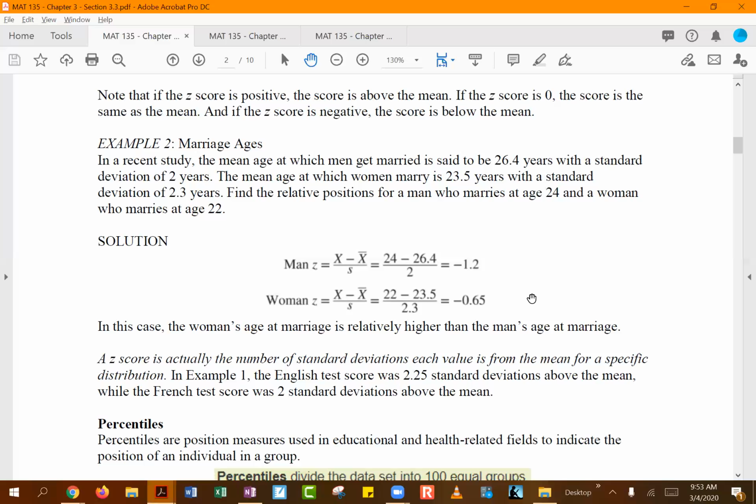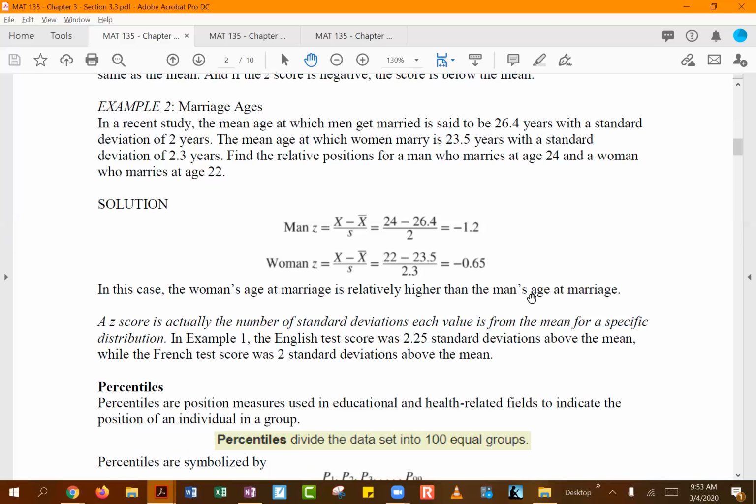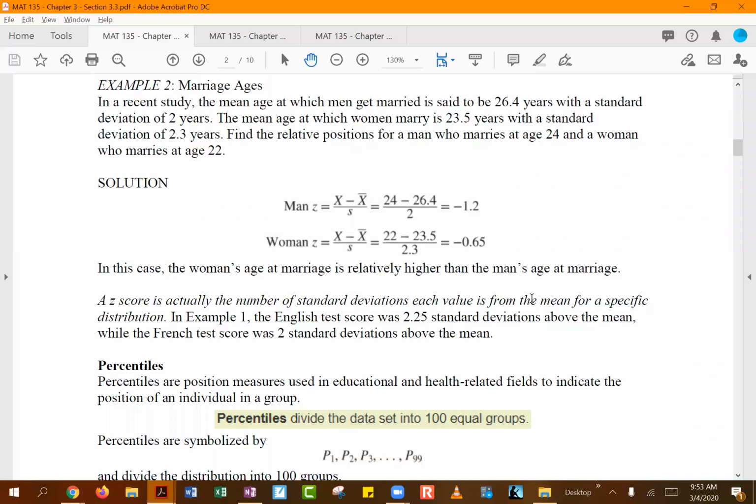For the woman, she's also getting married at 22, which is below the mean. That's 22 minus 23.5 divided by standard deviation of 2.3, and she's at negative 0.65. So as you can see in the conclusion, we're saying the woman's age at marriage is relatively higher than the man's age at marriage, right? So in this case, the closer you are to the mean, I guess, she got married relatively earlier than the man did in this case. So it really depends on what example you're looking at, what kind of data set you have.